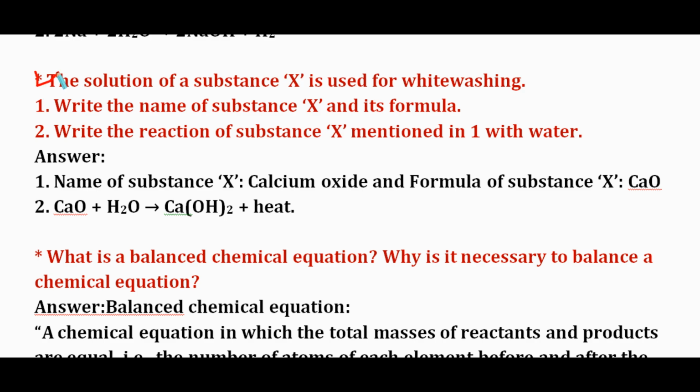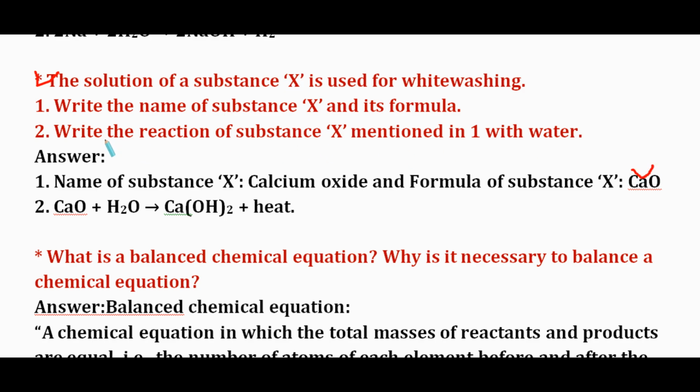Now next question, the solution of substance X is used for whitewashing. Write the name of substance X and its formula. Let us see the answer. Name of substance X is calcium oxide, and formula of substance X is CaO.